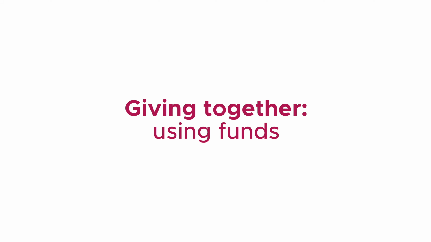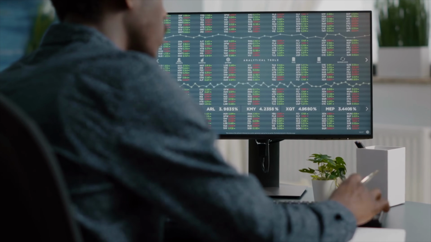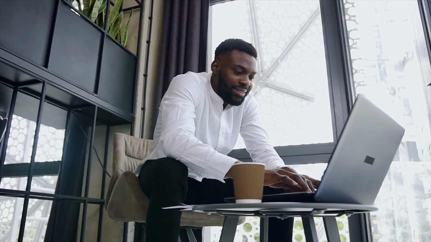Giving together. Using funds. You could also donate to a fund. Funds are easy for donors and highly effective. They help donors pool their money together to find outstanding giving opportunities that are evaluated by expert grant makers and trusted charity evaluators.